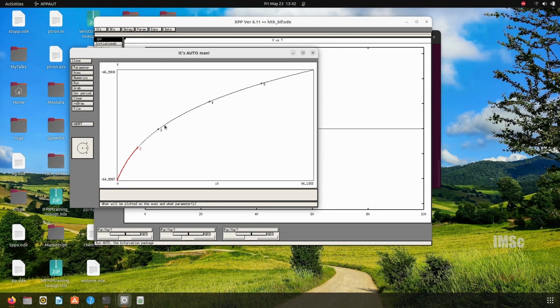Okay, it gave me a branch of fixed points. This bit is actually stable fixed points. In this bit, the ones in black are unstable fixed points. You have fixed points, but they're unstable. Can you guess what would happen if there's an unstable fixed point in the Hodgkin-Huxley? So if I turn up my current to say 50, it's an unstable fixed point. So what do you get?